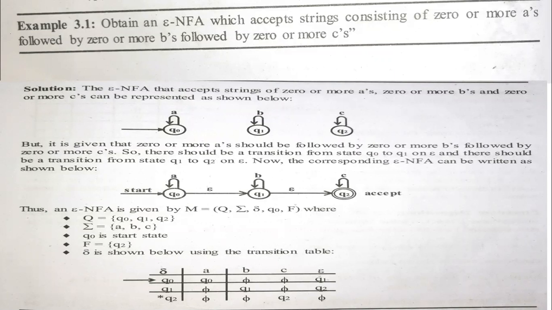How? We'll see this. The epsilon NFA that accepts strings of 0 or more A's, 0 or more B's and C's can be represented as shown below. See, three states we are using here, all having self-loops because we can accept any number of A's. But it is given that 0 or more A's should be followed by 0 or more B's, followed by 0 or more C's. So there should be a transition from state Q0 to Q1 on epsilon, and between Q1 and Q2 also. So we write a self-loop for Q0, a self-loop for Q1, a self-loop for Q2, and in between, epsilon. If all three become 0, that is 0 A's followed by 0 B's followed by 0 C's, your NFA is in a position to accept.